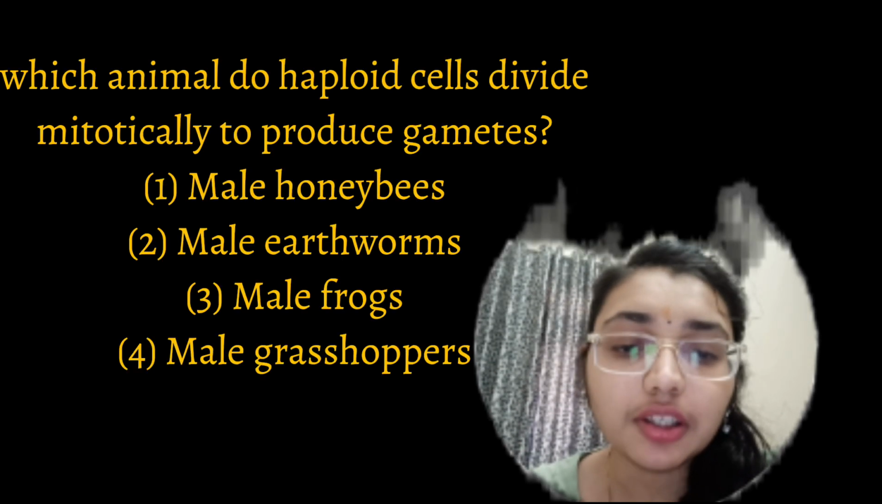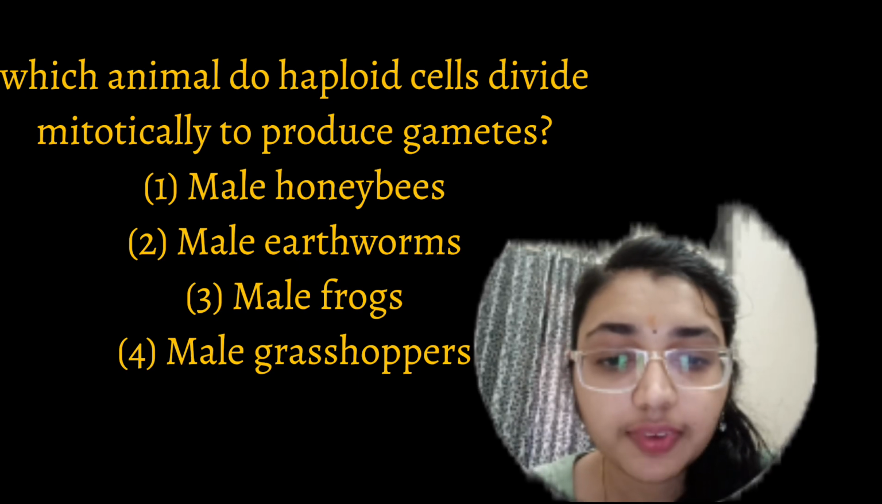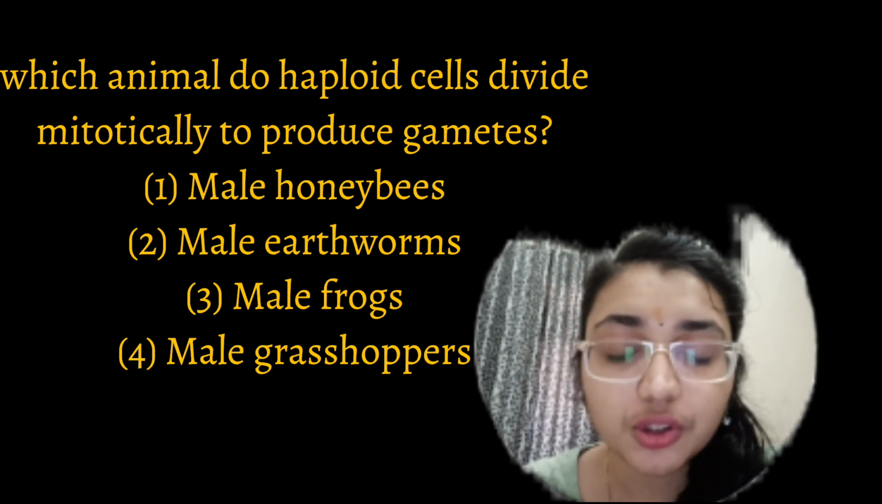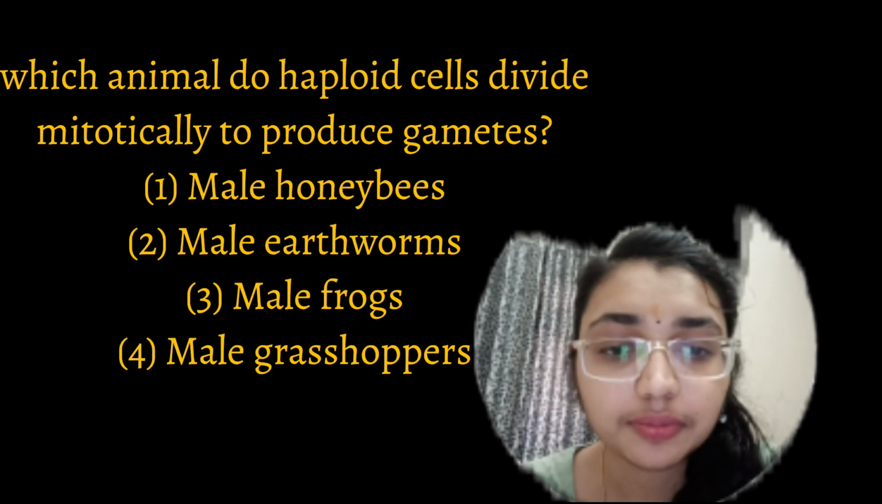In which animal do haploid cells divide mitotically to produce the gametes? The male honeybee is the answer for this question, the first option. Why? Let's see.